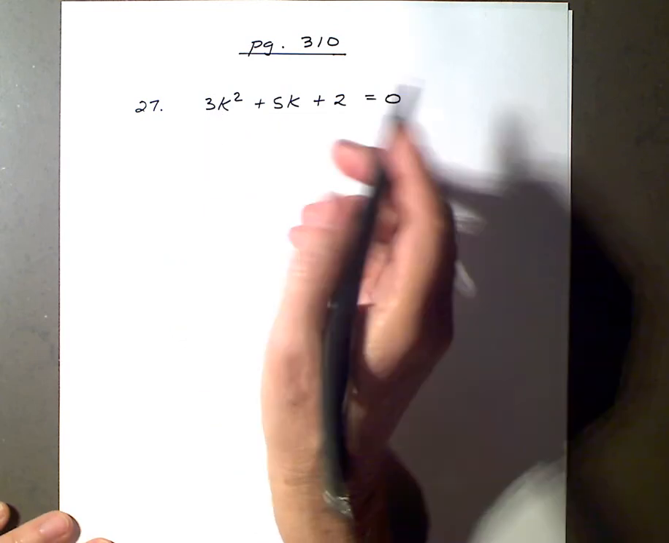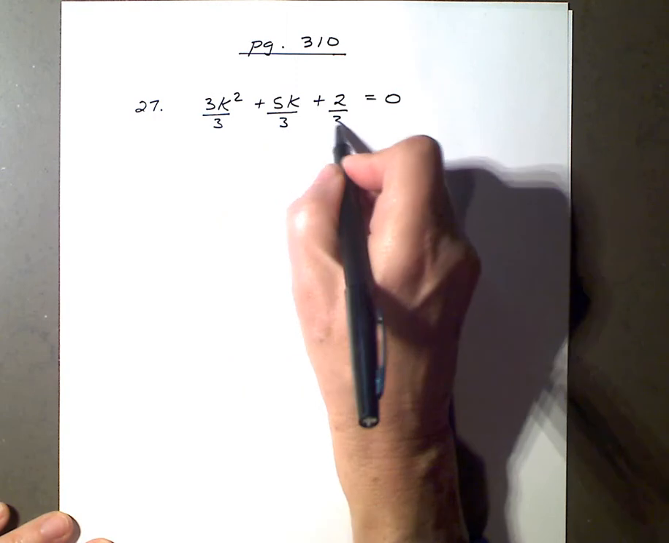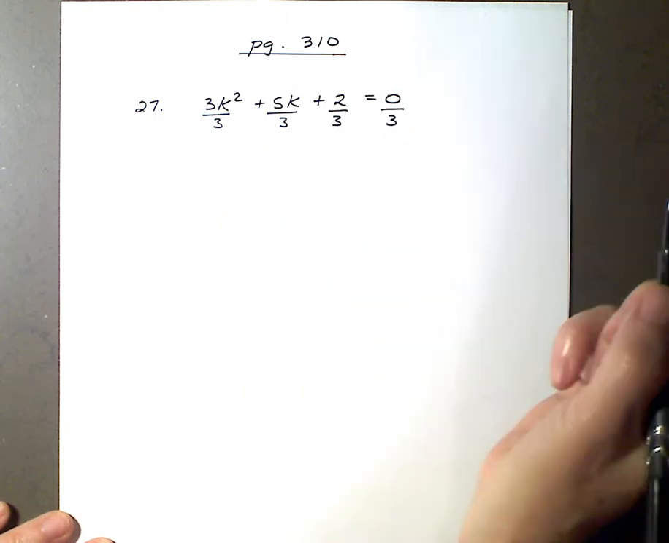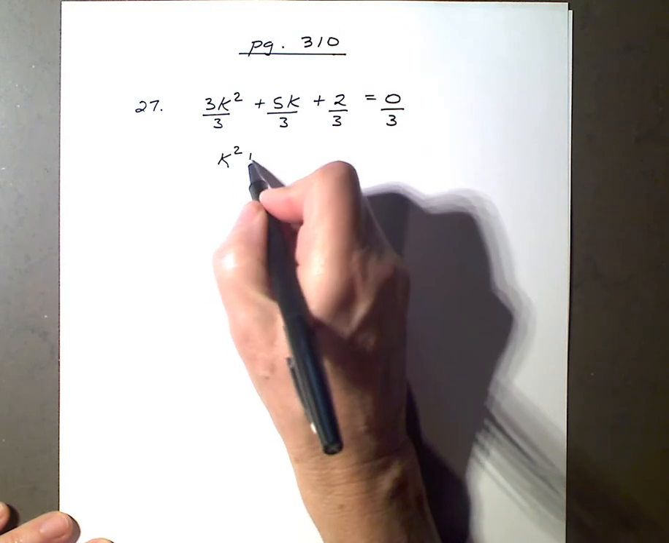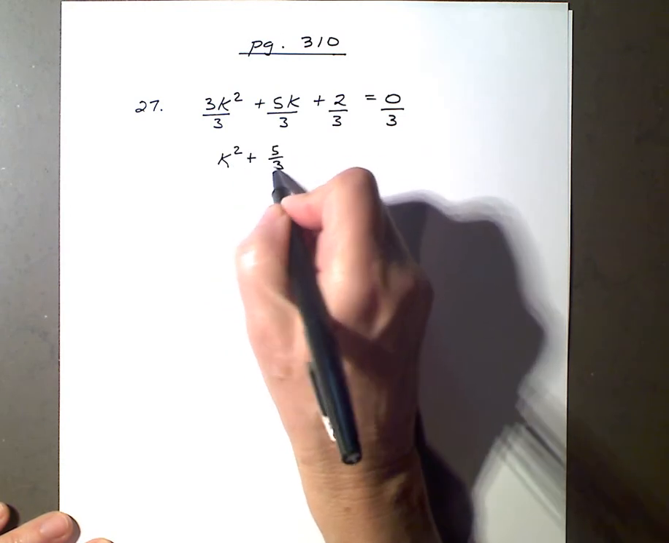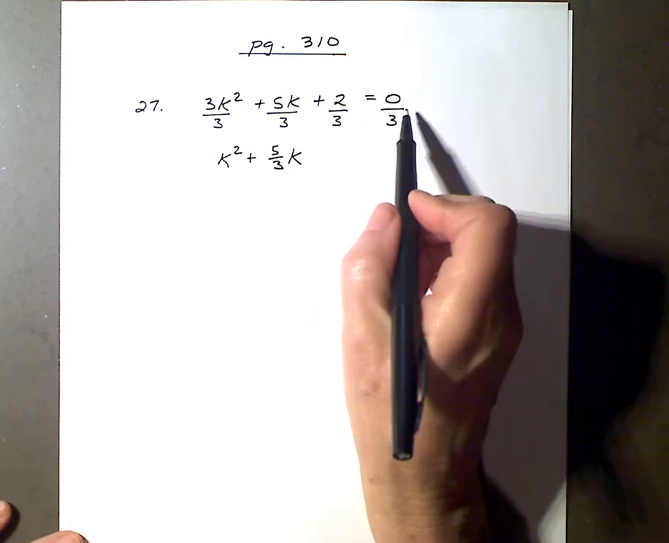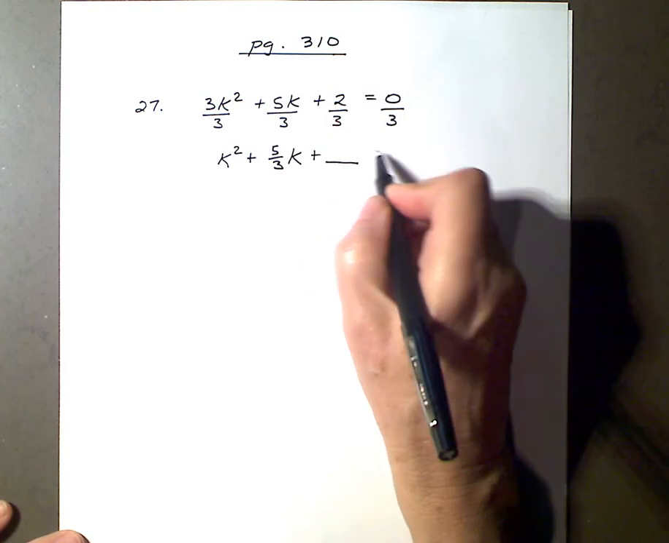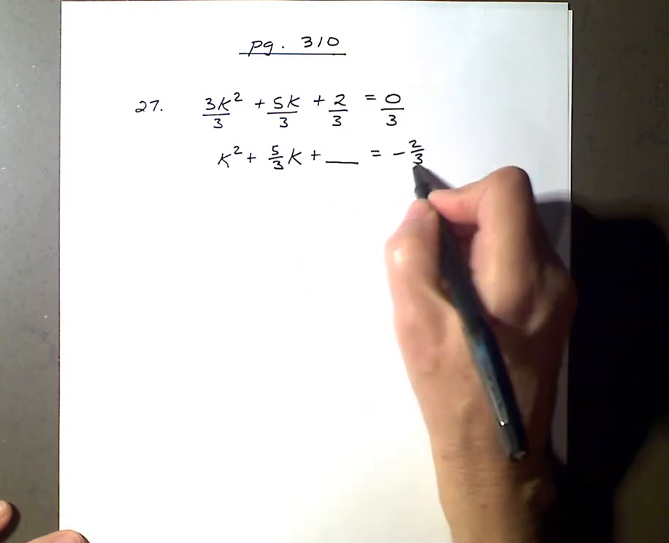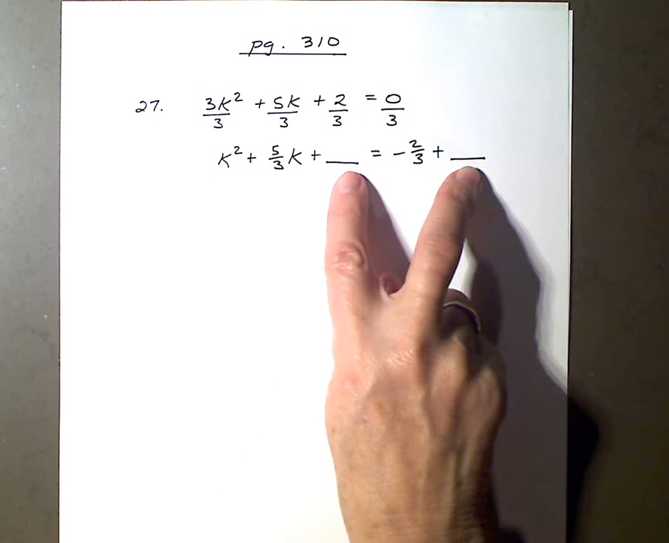It doesn't really matter which order I do that in, so now I've got 1k squared, which I need to complete the square, plus 5/3 k, and then I'll move the 2/3 now by subtracting 2/3 from both sides, because I still have a 0 on the right. So plus blank equals negative 2/3 plus blank. So I'm leaving blanks where when I complete the square I have to add the same thing to both sides to keep the equation balanced.